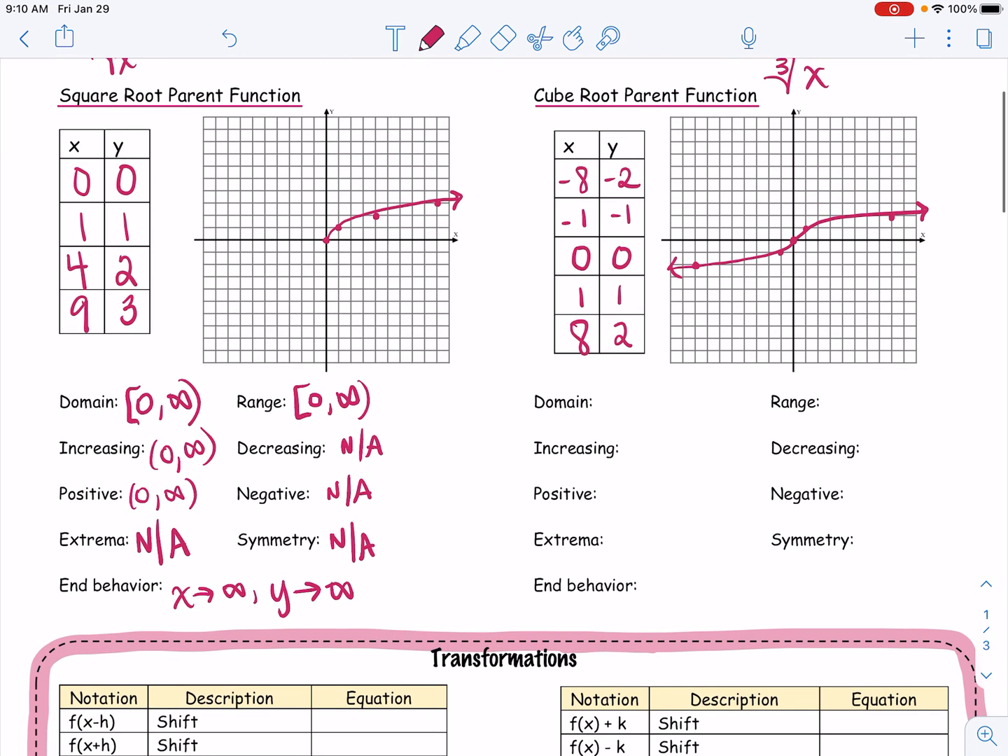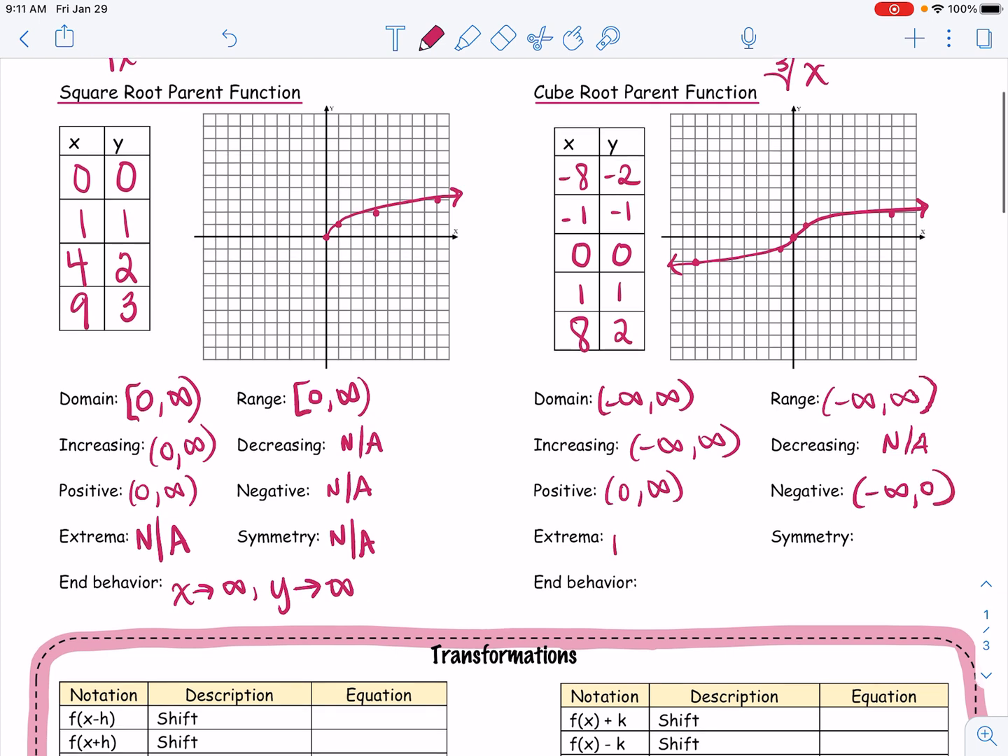The domain for the cubic parent function, though, is still negative infinity to positive infinity. Even though it doesn't look it, the range is also negative infinity to positive infinity. It is increasing the entire time, meaning it's decreasing nowhere. It's positive from 0 to infinity, negative from negative infinity to 0. There's no extrema because, again, there are no turning points.